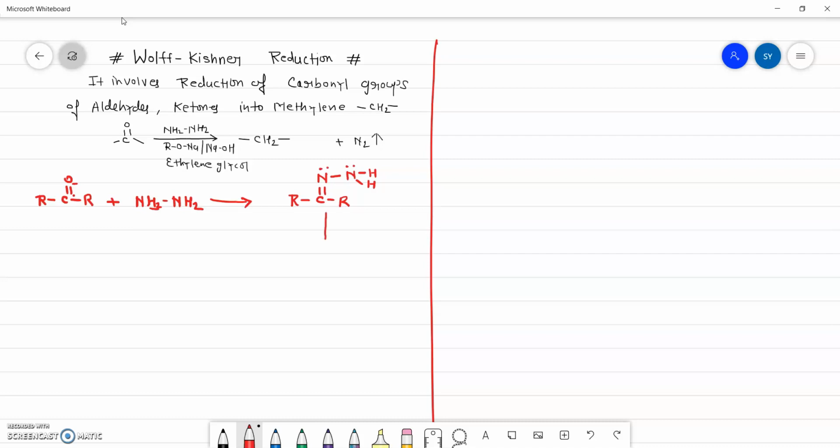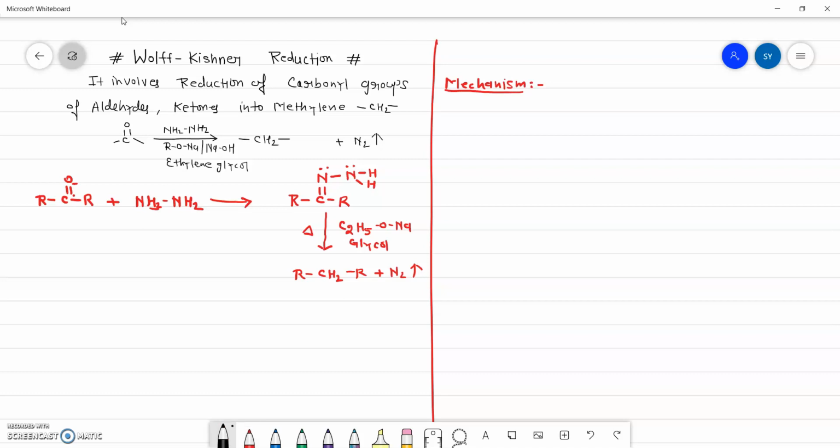अब आपने इसके अंदर ऐड कर दिया sodium ethoxide C2H5ONa in the presence of solvent called ethylene glycol, and you are just heating this. So there is going to be loss of N2 gas, and we are getting R bond CH2 bond R plus N2 gas. So this is how the reaction goes. So now we have to understand its mechanism. So how the mechanism goes for this particular reaction, just focus here, you can understand it.